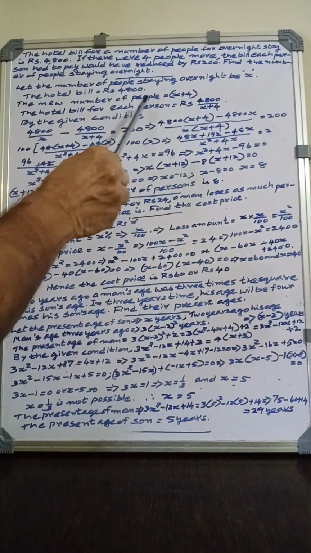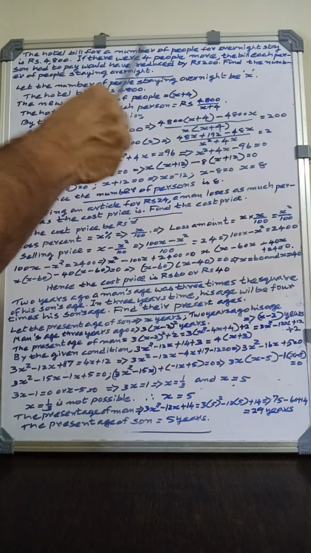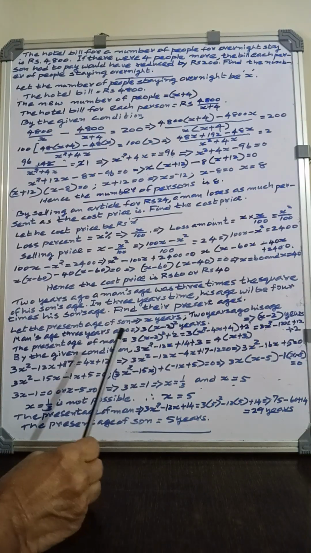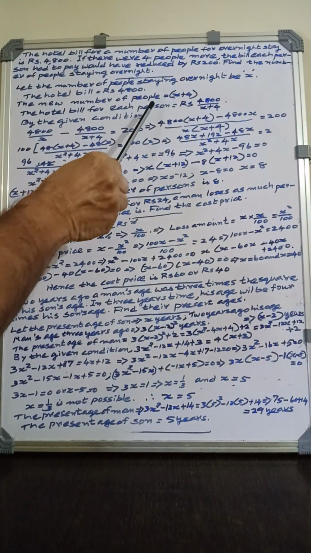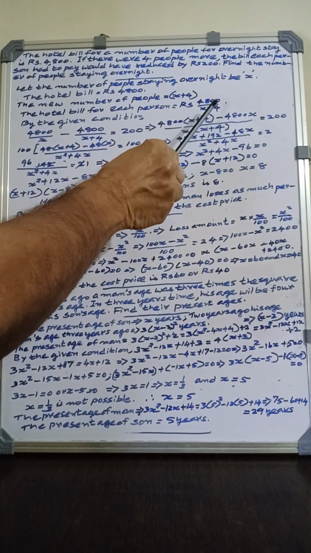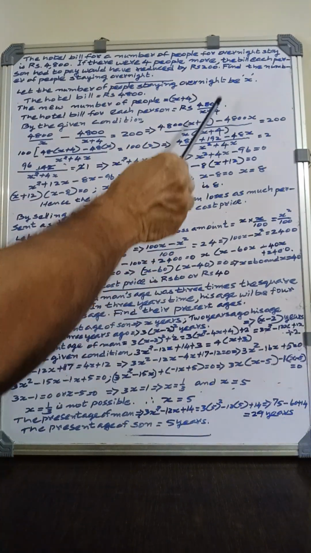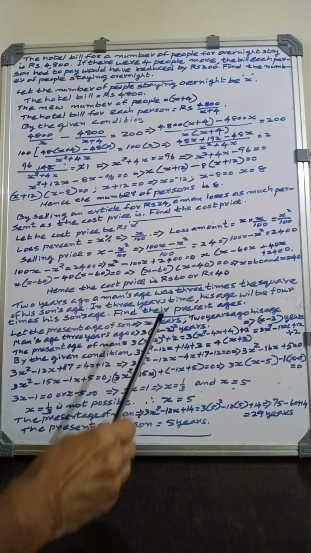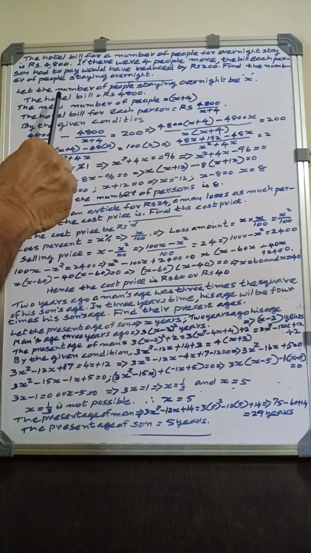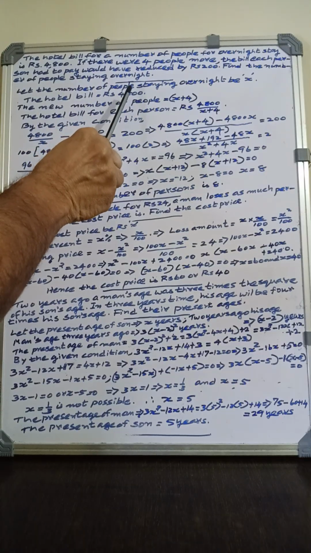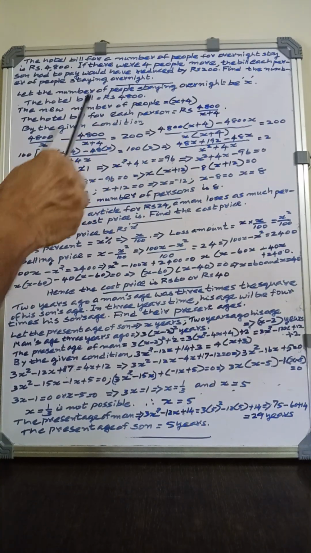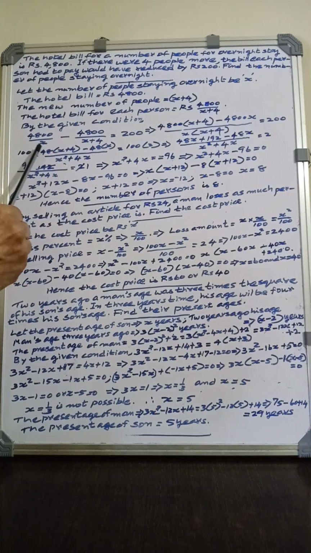The new number of people is x plus 4. If there were 4 people more, therefore x plus 4. The hotel bill for each person equals rupees 4,800 by x plus 4, for the new number of persons. But at first, the hotel bill is rupees 4,800 for x people. Then each person has to spend 4,800 by x.